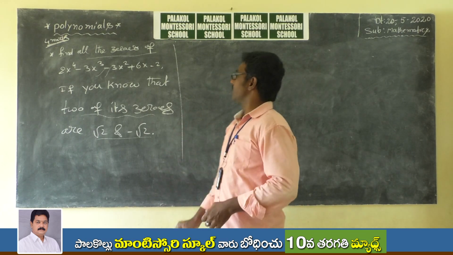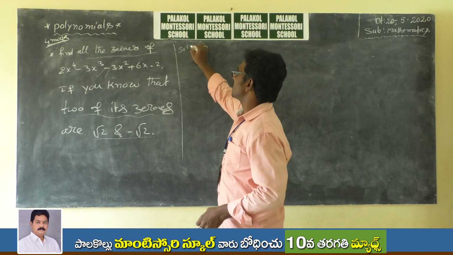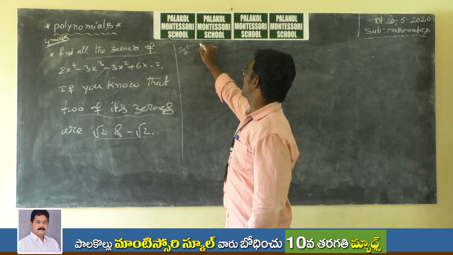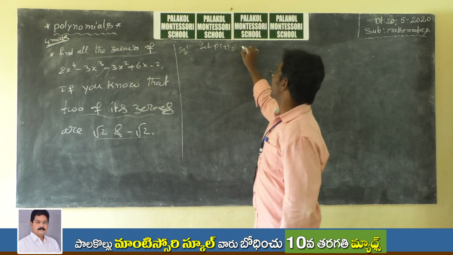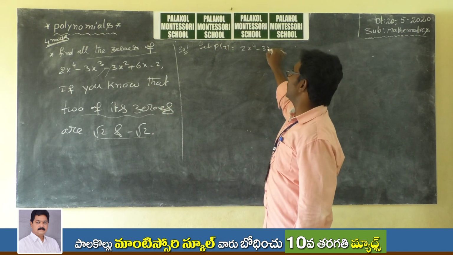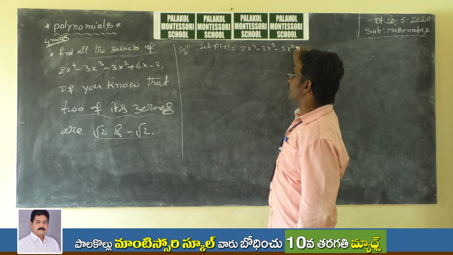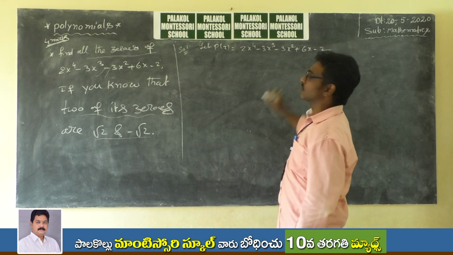Okay guys, now I start with the solution. First you write the polynomial. So let p of x equal 2x to the power 4 minus 3x cube minus 3x squared plus 6x minus 2.